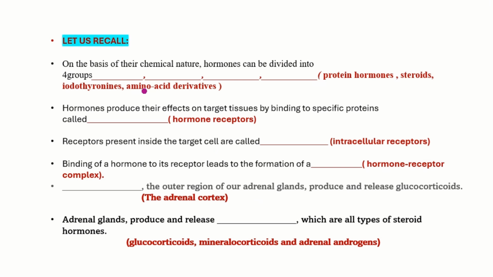Let us recall. On the basis of their chemical nature, hormones can be divided into 4 groups. What are they? Can you give the answers?